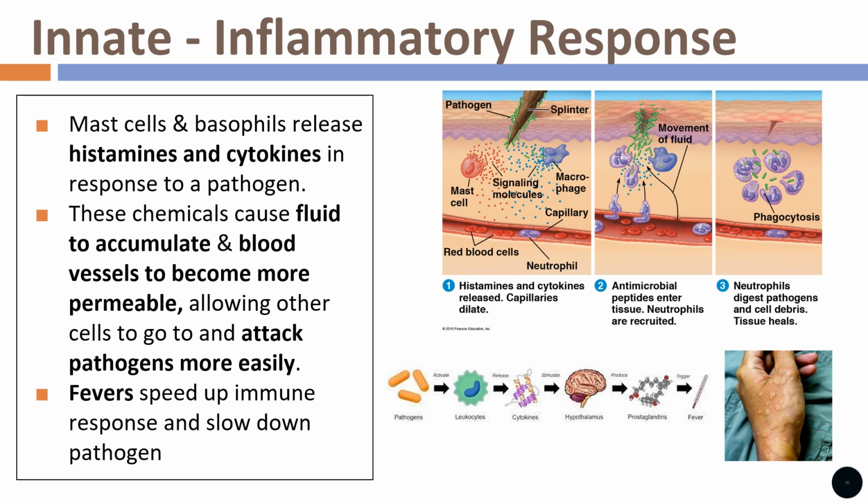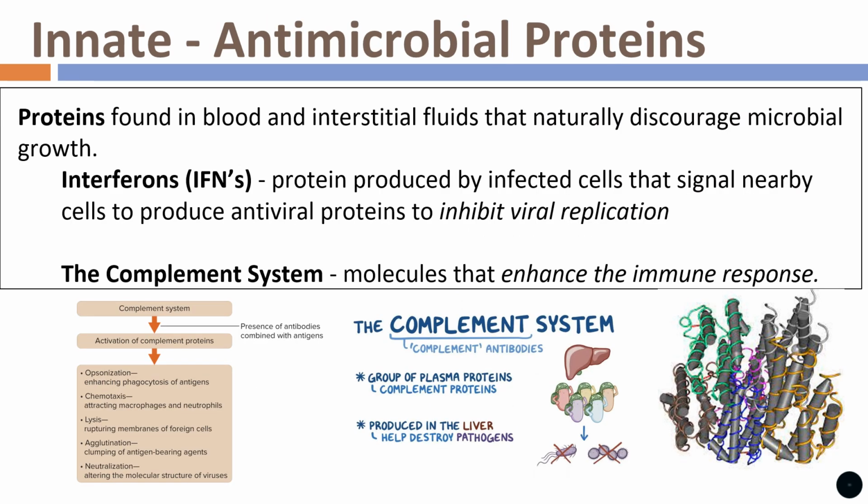And again, we talked about how our innate immune system is concerned with this inflammatory response. In this inflammatory response, mast cells and basophils are going to release histamines and cytokines in response to a pathogen. These chemicals are going to cause fluid to accumulate and blood vessels to become more permeable. This allows other cells, like our white cells, to go in and attack the pathogens way more easily. And then fevers are going to speed up the immune response and slow down the pathogen as well.